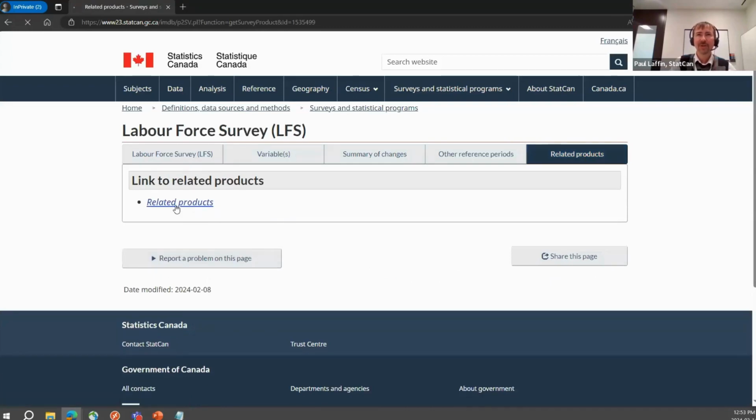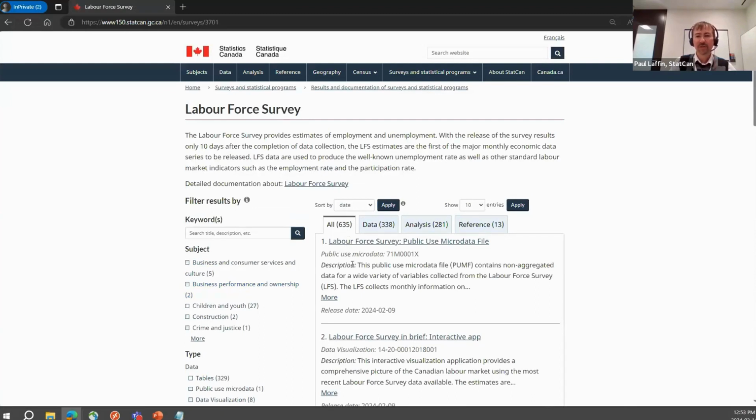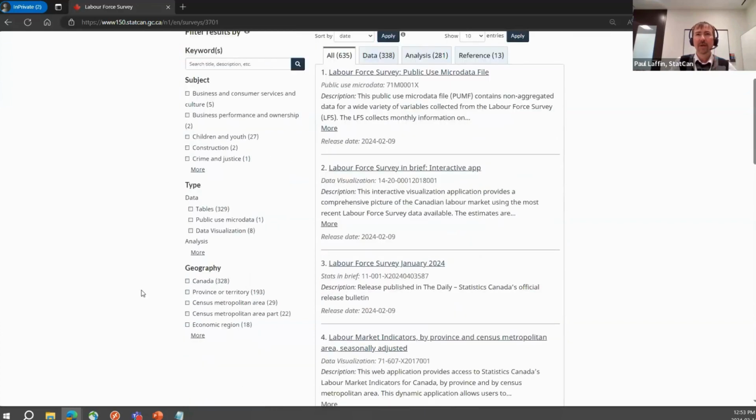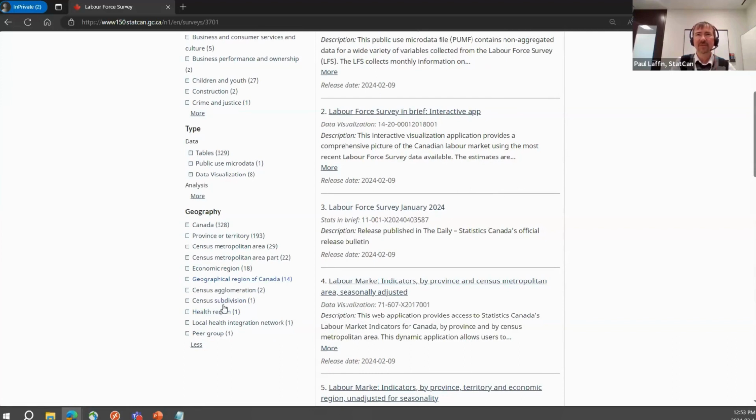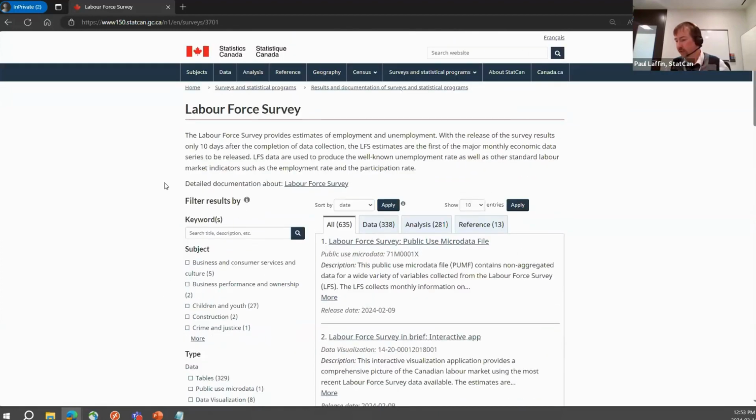and unfortunately you have to do it two times, it tells you that there are 635 different products related to the labor force survey, and 338 of those are data tables. You could filter by keyword, but what I like to do is filter by the level of geography that you're studying. Census subdivisions are municipalities, not a big thing with the labor force survey because of sample sizes, but definitely census metropolitan area. There's a lot of products on that from the labor force survey. So that's one thing I wanted to show you.